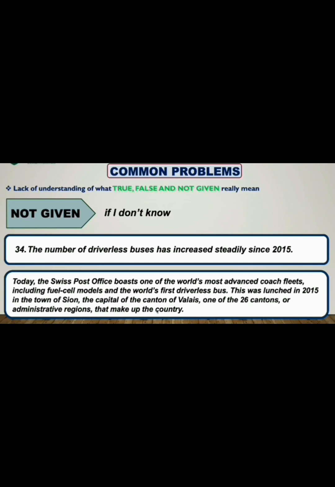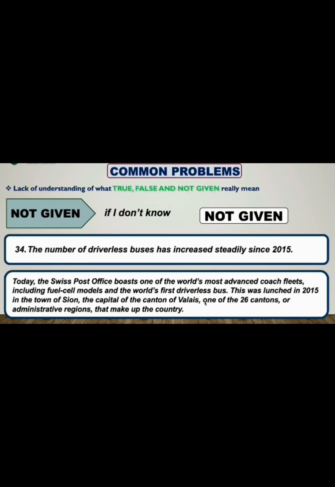Alright, so do we know whether the buses have increased steadily or not? Of course we don't know. So the answer here is a not given. We don't know whether the number of buses has increased steadily. We only saw that it was launched in 2015, but we don't know whether it increased over time.